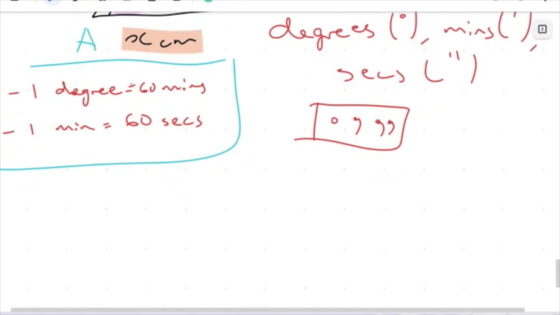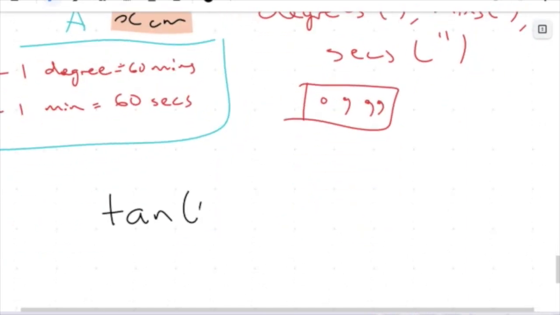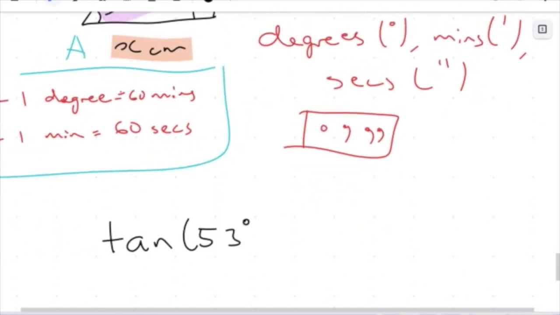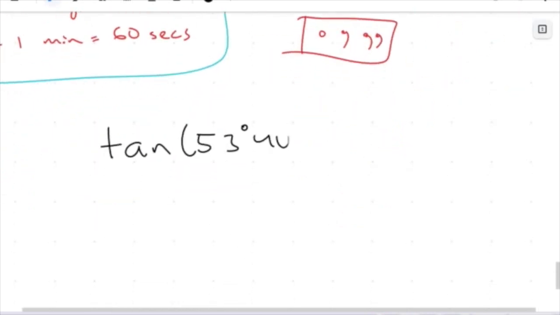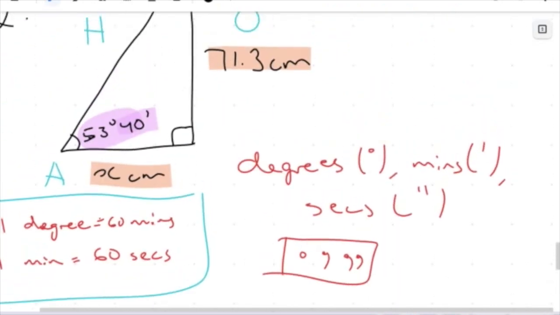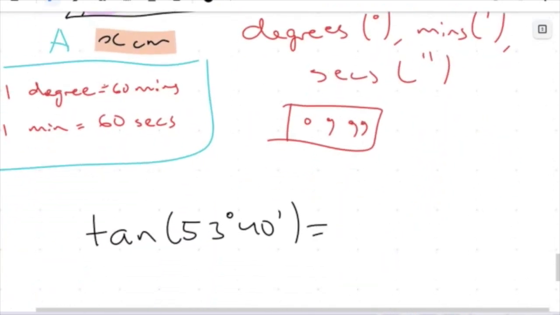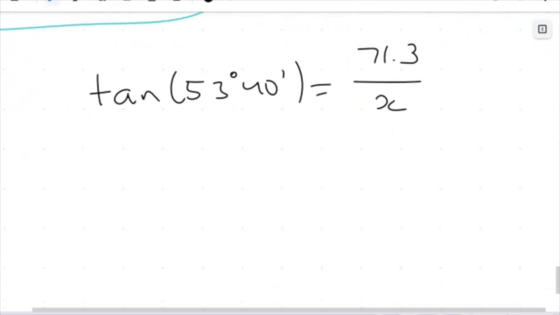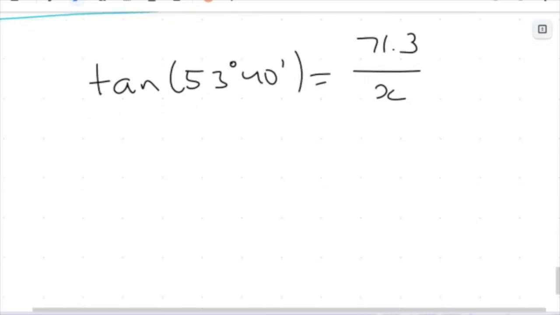So I'm going to set out my working out. So I'm going to say that the tan of my angle 53 minutes 40 seconds equals to my opposite, which is 71.3, over my adjacent, which is x. Okay, cool. So we'll just leave this as it is now, and I'll show you how you'd actually do this with a calculator later on.